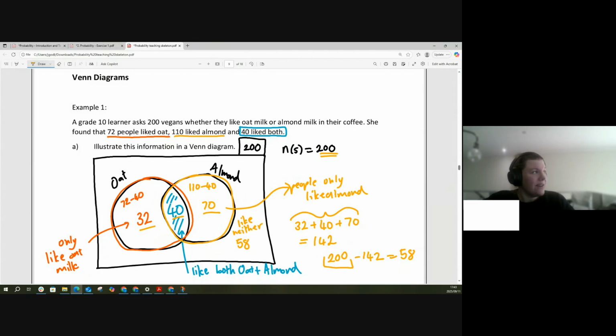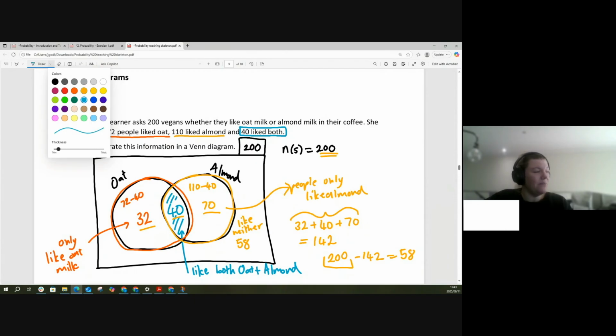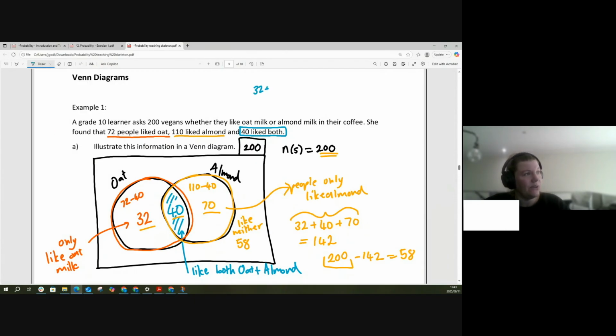And the fun thing with a Venn diagram is that if you add up your numbers at the end, so if we have our 32 plus 40 plus 70 plus 58, we should always get to our full sample size. So we always know if we are right.